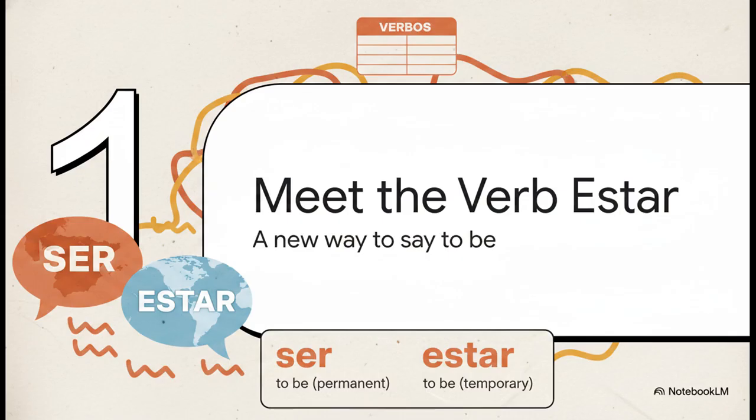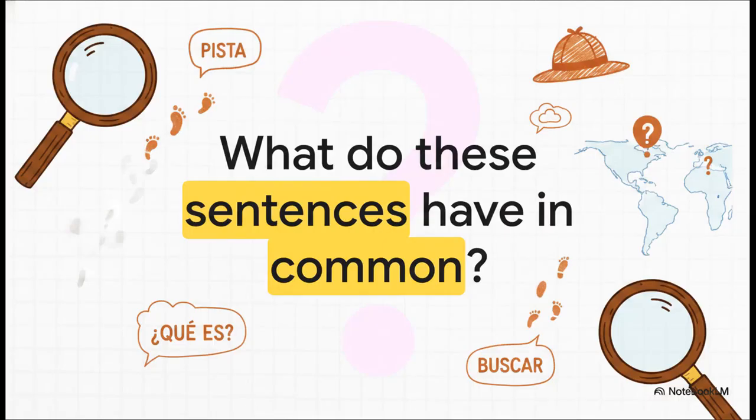Now, you might already know one Spanish verb that means to be, and that's the verb ser. But Spanish actually has a second, entirely different verb that also means to be, and we use it in completely different situations. So, let's meet its partner, estar. But before I just hand you the rules, I want you to put on your detective hats for a second. What do the following sentences have in common? Really listen closely here and see if you can spot the pattern.